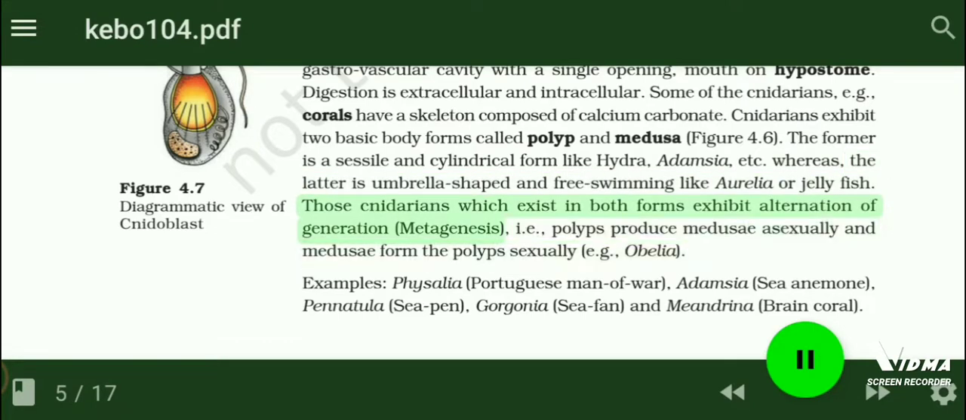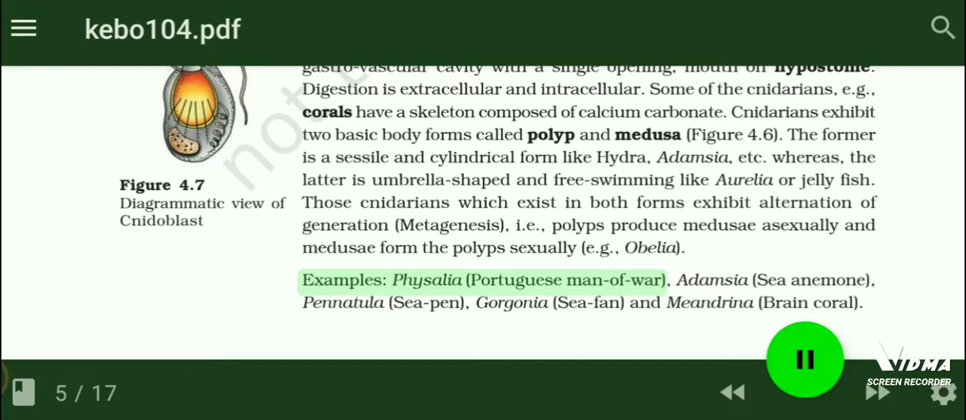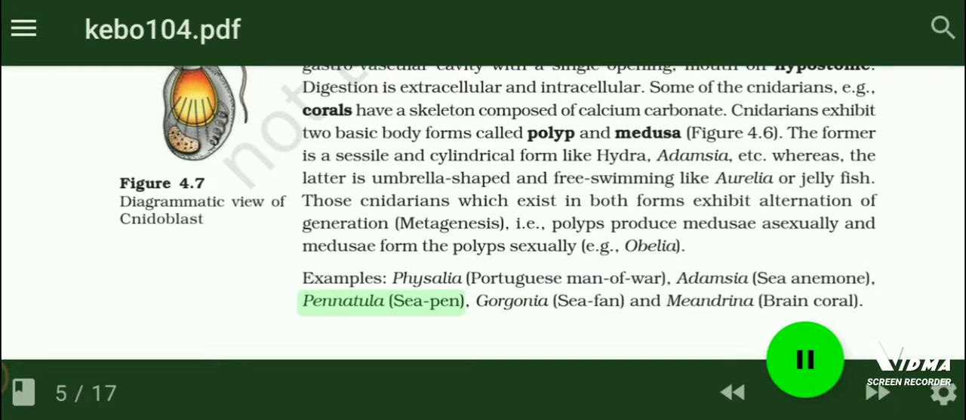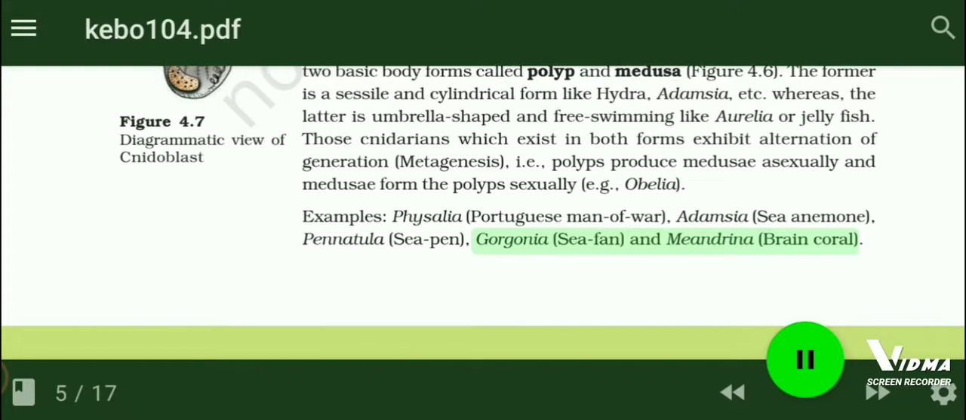Those cnidarians which exist in both forms exhibit alternation of generation (metagenesis), i.e., polyps produce medusae asexually and medusae form the polyps sexually, e.g., Obelia. Examples: Physalia, Portuguese man-of-war, Adamsia, sea anemone, Pennatula, sea pen, Gorgonia, sea fan, and Meandrina, brain coral.